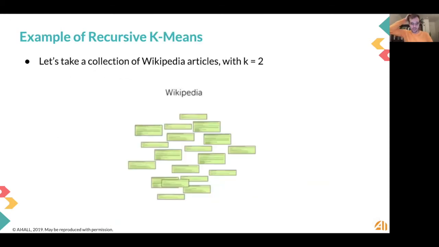All right, so how does this look in practice? Well, let's take a concrete example. Suppose you have the collection of all Wikipedia articles. That's a lot of articles. So you want to do this in splits of 2. Say that you group all these articles and discover the 2 maximally dissimilar clusters.